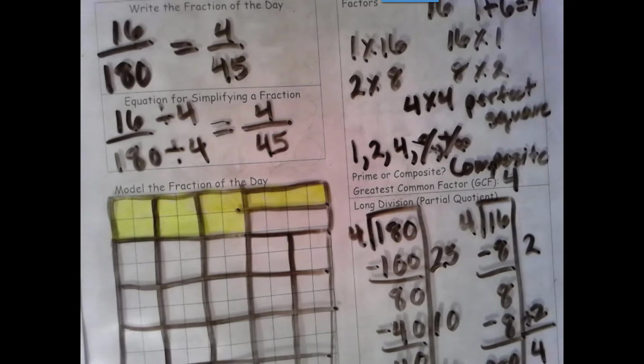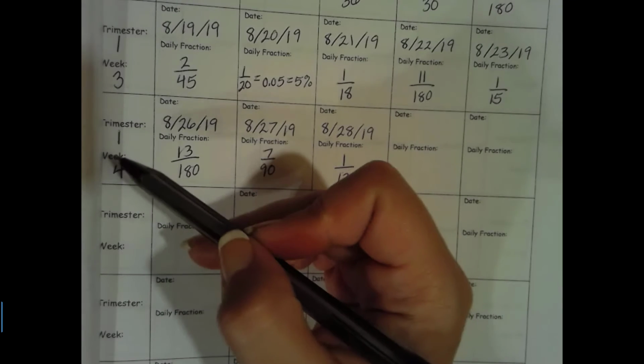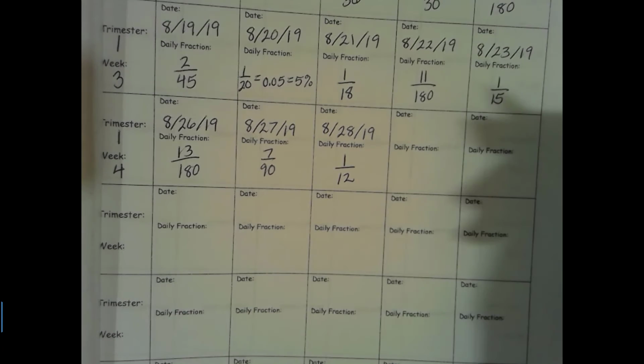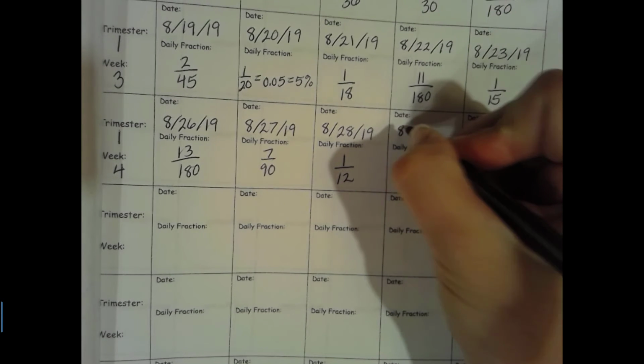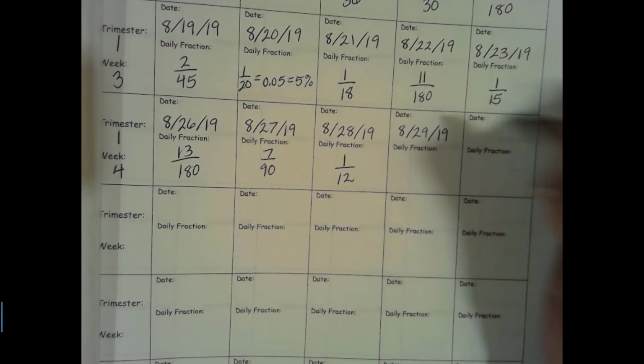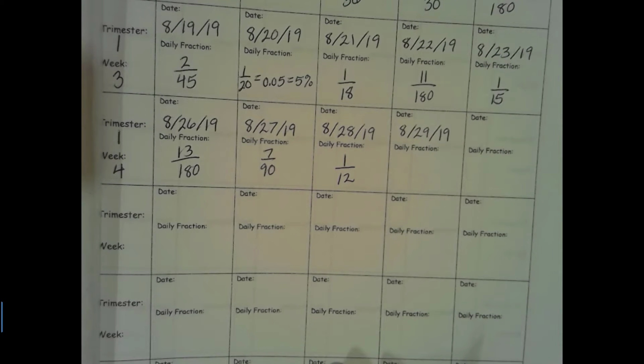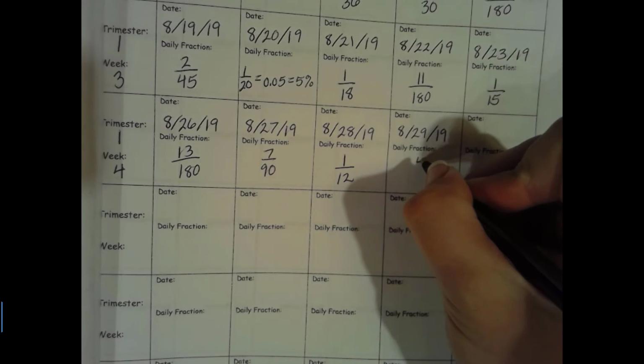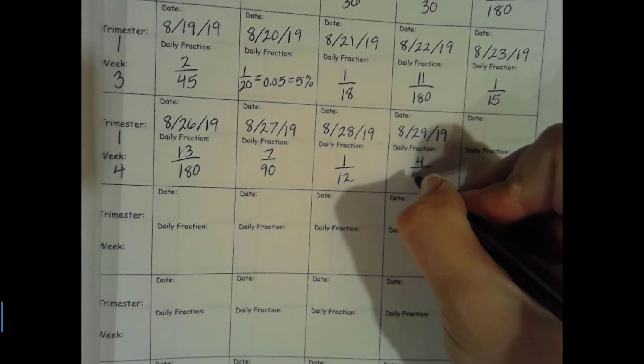Now it's time to fill in our data collection page. Trimester 1, week 4. Today is 8/29/19. Okay, and our fraction for today is 4/45.